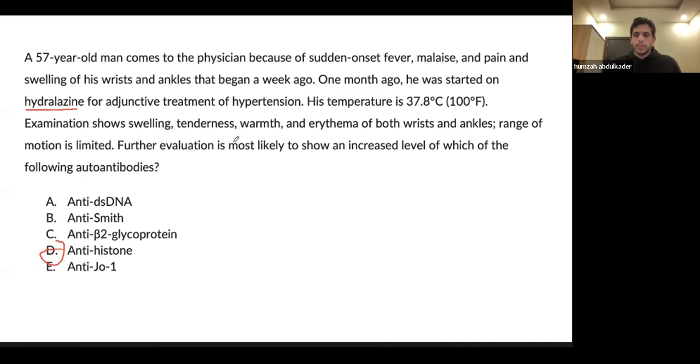So for drug-induced lupus, there's a bunch of drugs that are associated with it. I think go to your lectures and see which ones they want you to know, but the most important ones, in my opinion, are hydralazine and procainamide. Methyldopa as well. What you'll notice, sometimes they'll put it in the question, sometimes they won't. They didn't put it here, but when you take away the drug, the symptoms stop.